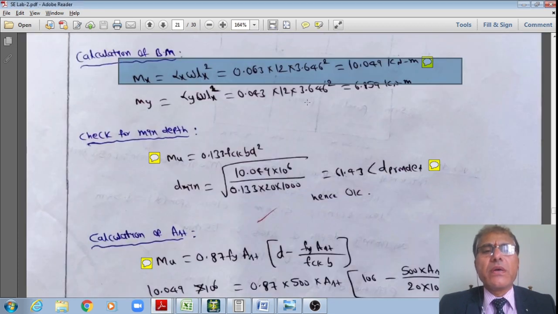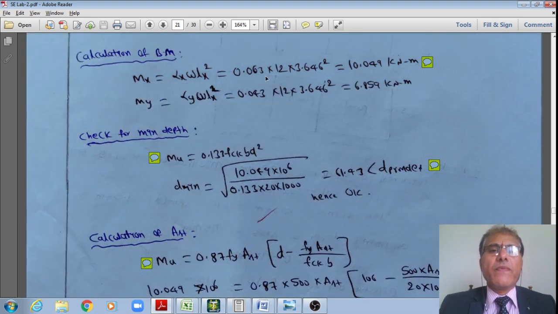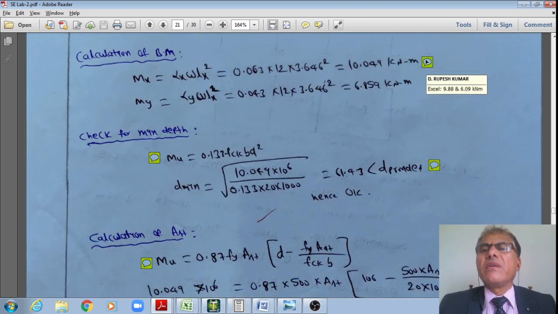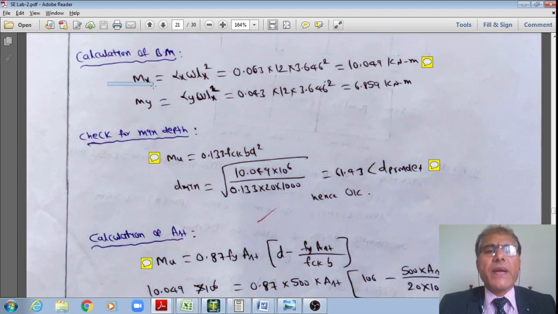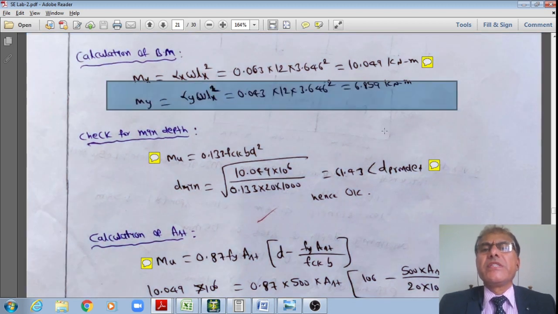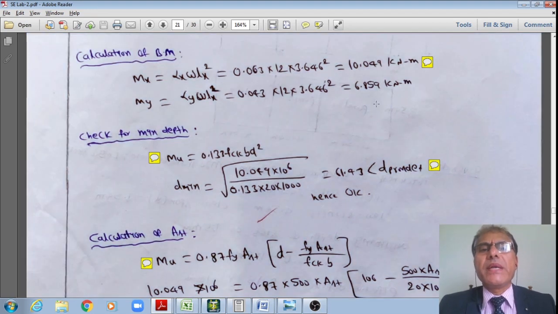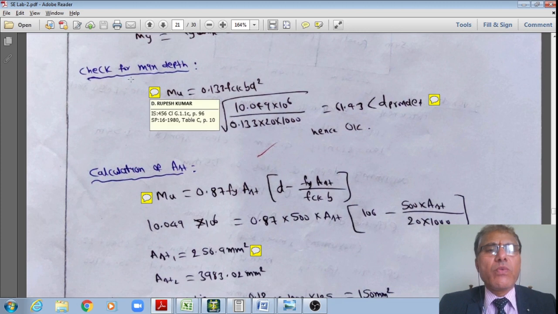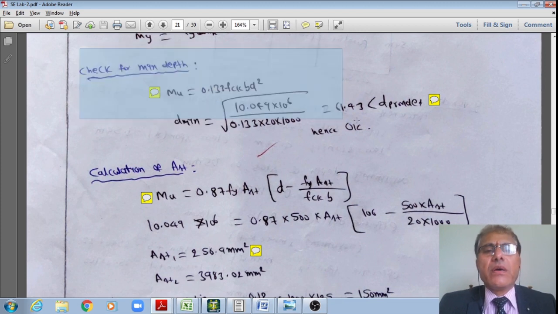Therefore, substituting the different input values, I have Mx equal to 0.063 multiplied by 12, the factored load, multiplied by 3.646, the effective span, squared, as we just saw. That works out to approximately 10.05 kN-m per meter. Similarly, in the long span direction, it works out to 6.86 kN-m per meter.